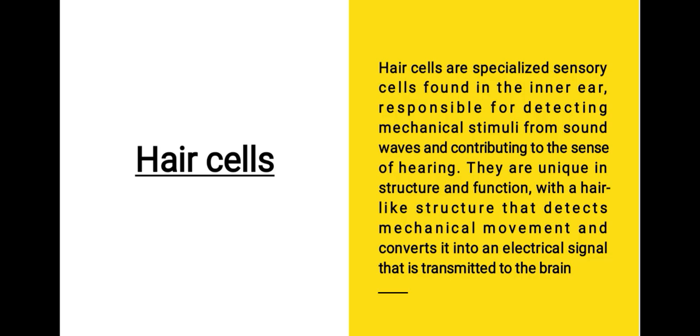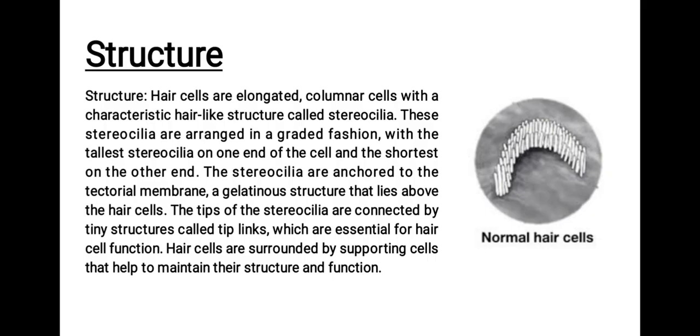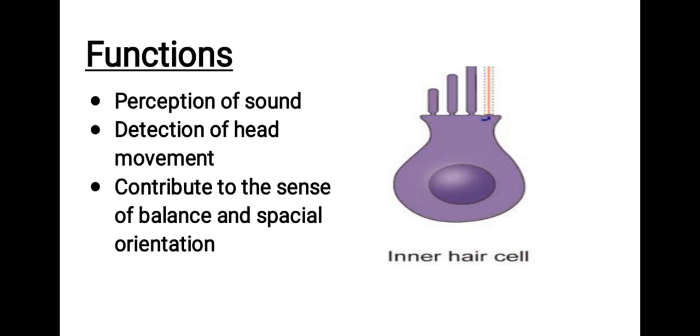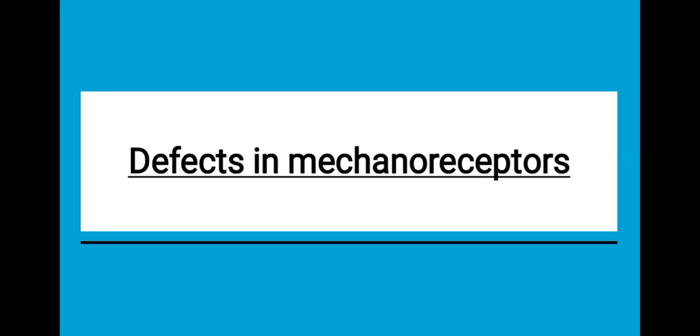Hair cells are present here. Hair cells are elongated columnar cells with hair-like projections, also called stereocilia. They are connected to tip links, which are essential for hair cell function. Functions: perception of sound, detection of head movement, contributing to the sense of balance and spatial orientation.